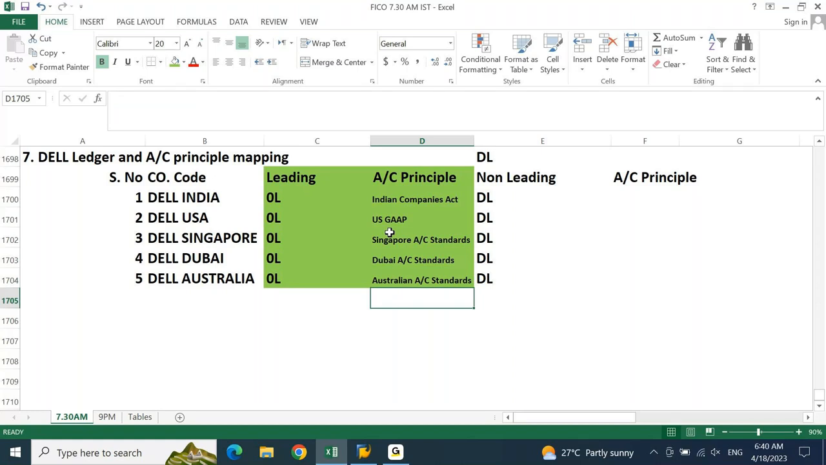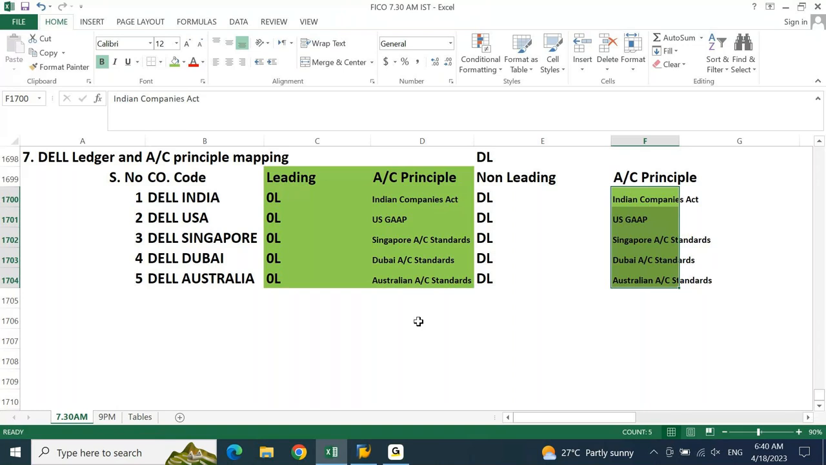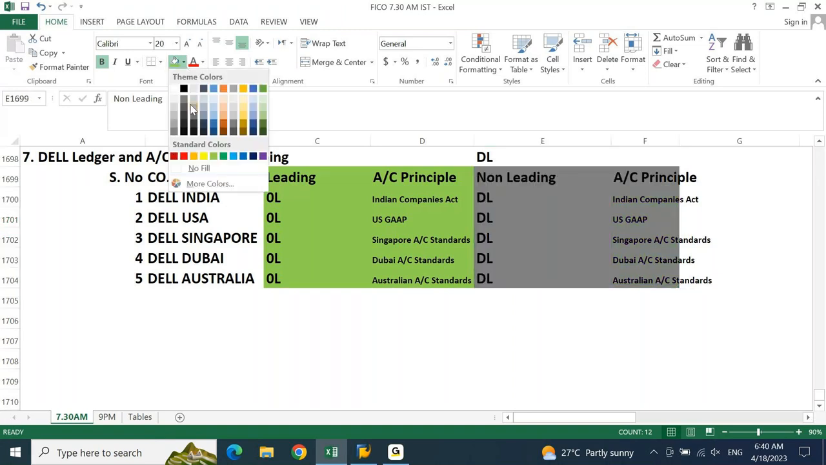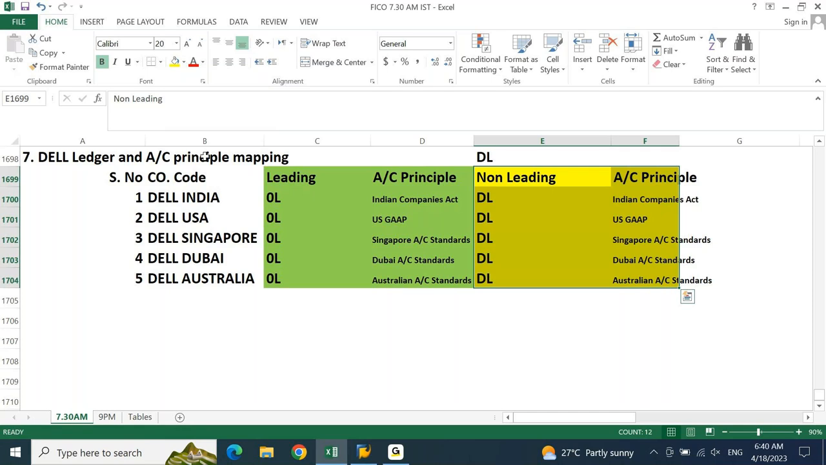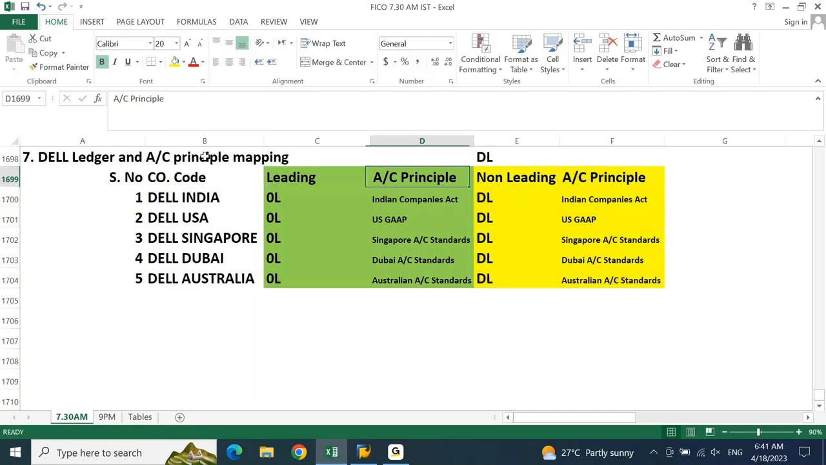But yes, sir, did I mention correctly here? Yes, sir. I have not mentioned correct. What mistake I have done here? Right, all these ledgers are non-leading accounting principles, correct? These are all your non-leading ledger accounting principle. Now for the leading accounting principle, what will be the accounting principle for the leading ledger everywhere? IFRS. IFRS. Clear?